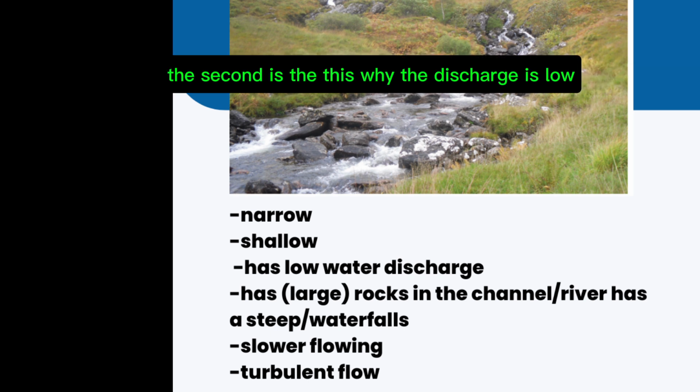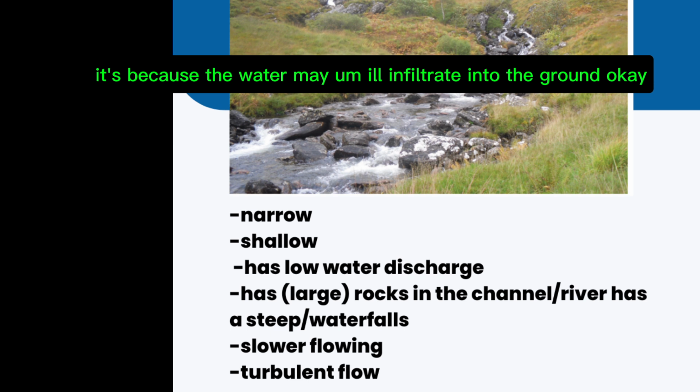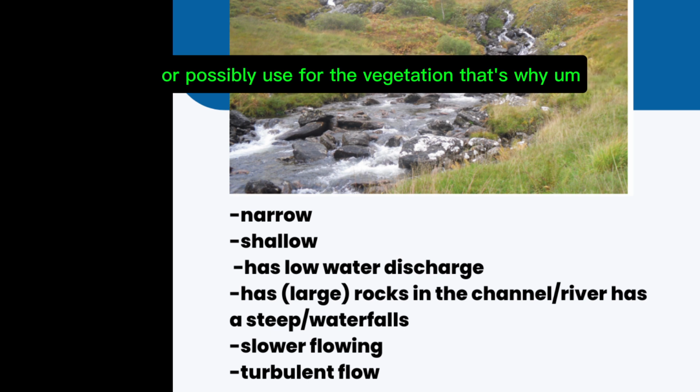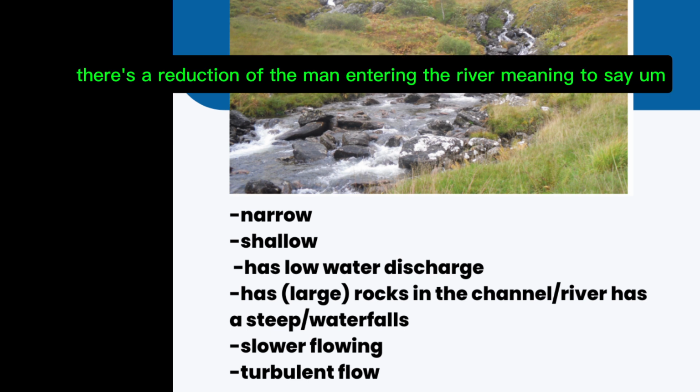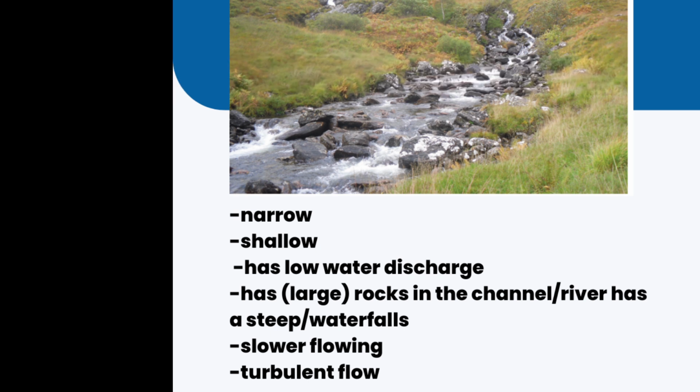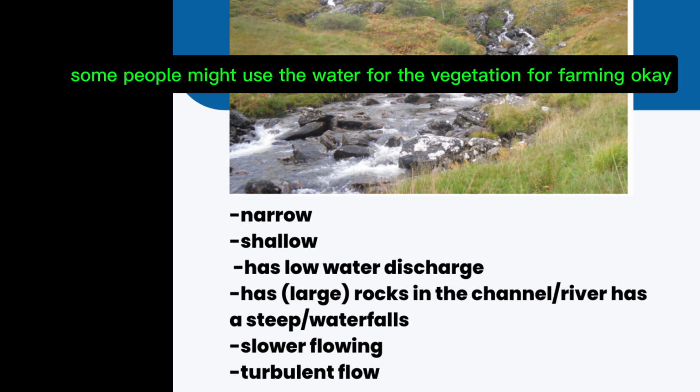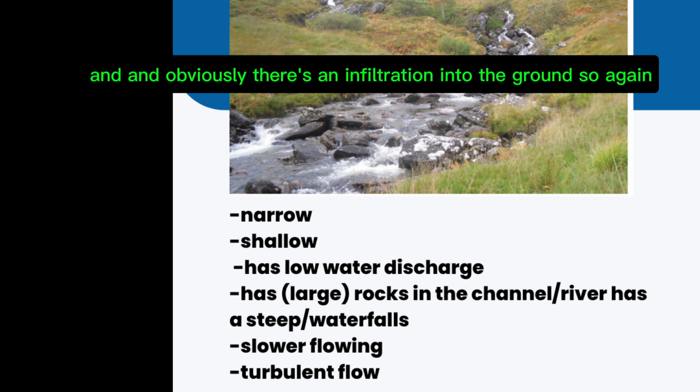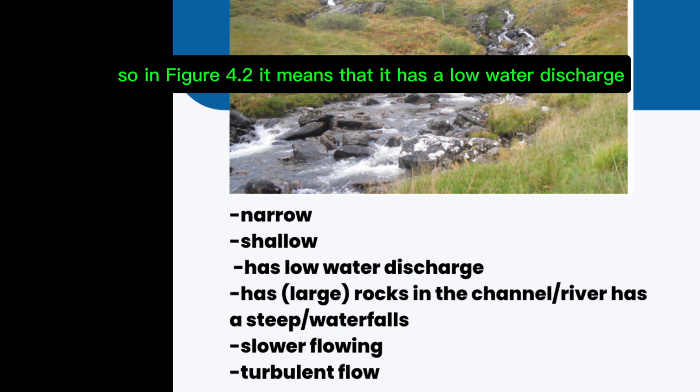The second reason the discharge is low is that the water may infiltrate into the ground, or possibly be used for vegetation. That's why there's a reduction in the amount entering the river. Some people might use the water for vegetation, for farming, and obviously there's infiltration into the ground. So again, figure 4.2 has a low water discharge.